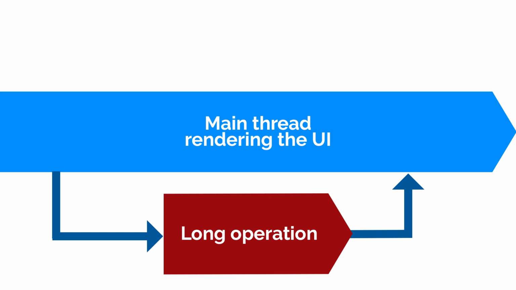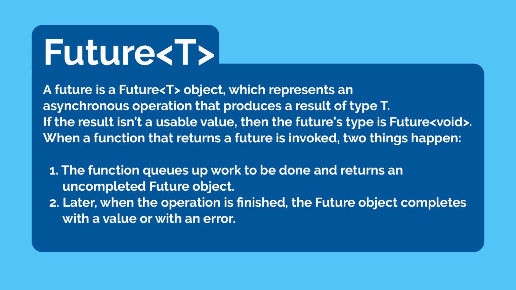Okay, before we jump into the app that we're going to use to demonstrate asynchronous operations, I want to explain a couple of concepts to you. First is the concept of a future. I will again use the official definition from the Dart docs. A future is a Future of type T object, which represents an asynchronous operation that produces a result of type T. If the result is not a usable value, then the future's type is Future of void. When a function that returns a future is invoked, two things happen. The function queues up work to be done and returns an uncompleted future object, and later when the operation is finished, the future object completes with a value or with an error.